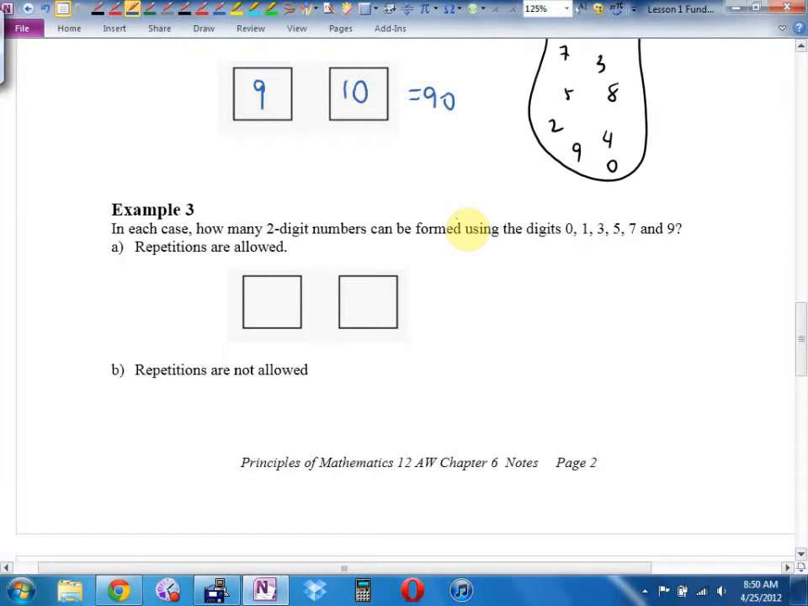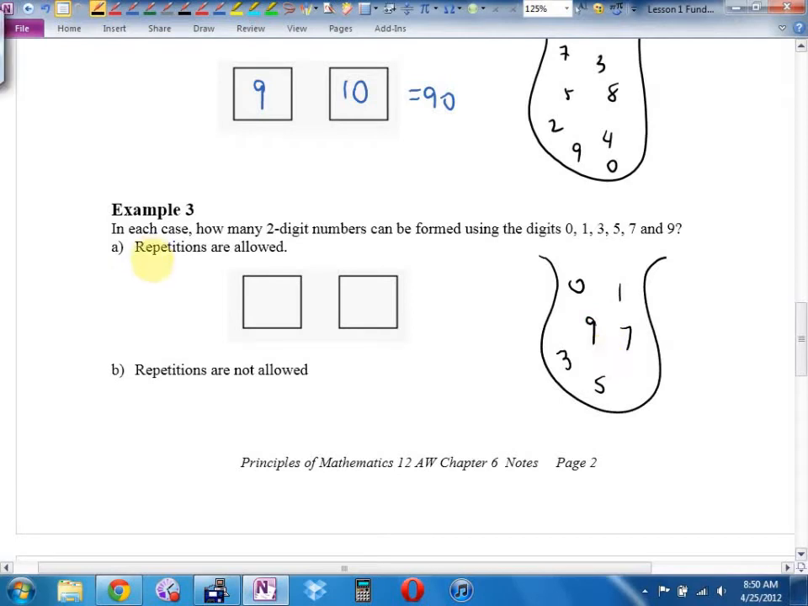Example 3. How many two-digit numbers can be formed using the digits 0, 1, 3, 5, 7, and 9? You know what? I'm going to draw my little grab bag again. 0, 1, 3, 5, 7. The other reason I do this, Trevor, is now my question is no longer blank. I've started writing. I think I feel better.